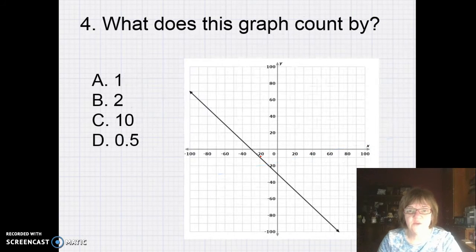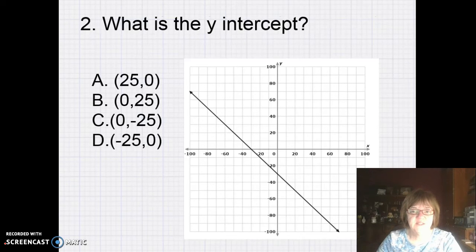All right, next graph. What does this count by? And same graph, but what is the y-intercept? Be careful. Remember, the y is the number that has a value. The x position in our coordinate points, well, it'll have a 0. Okay, the x-intercept, what is that?